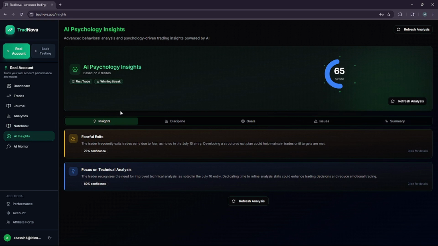And yeah, the AI insights. Now, this is a better AI insight. Why? Because I have real data. Now, let's see. The trader frequently exits trades early due to fear. As noted in the July 15th entry, developing a structured exit plan can help maintain trades until targets are met. So, yep, I did. In my journal, I do talk about leaving my trades early, and that's what I identified. So, now it's saying develop a structured exit plan.